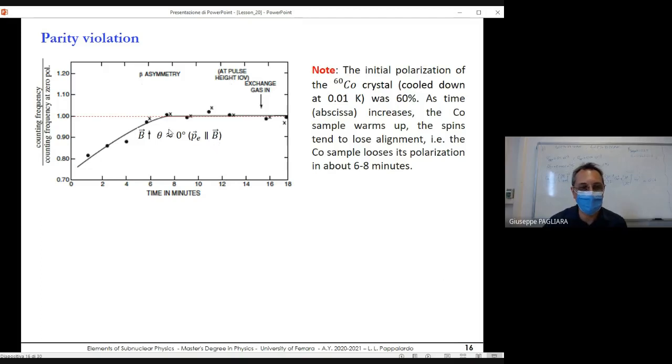This was done for the case theta equals 0, so for the case where the electron momentum was parallel to the magnetic field. Then they switched the magnetic field to the other direction and measured again the same ratio, and they found a completely different result. Again, you have to consider this region here, where the polarization was sufficiently high to make the measurement. So you see 0.8 versus 1.2. There is a clear left-right asymmetry in the direction of the emitted electrons. Is that clear?